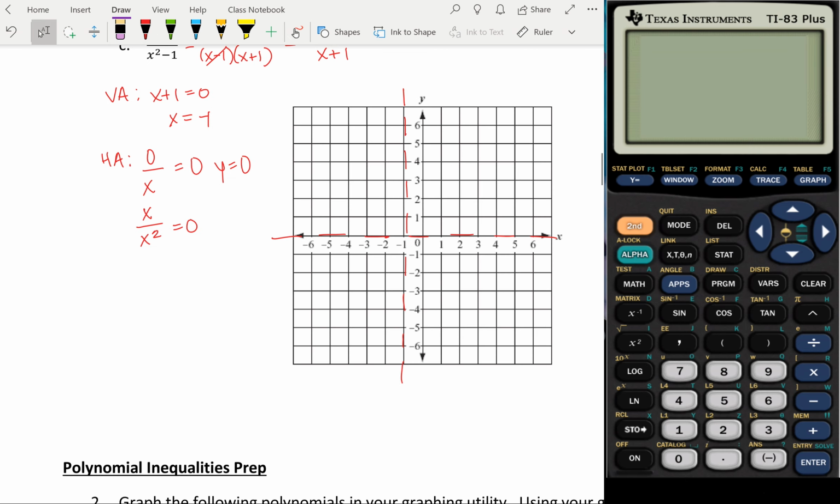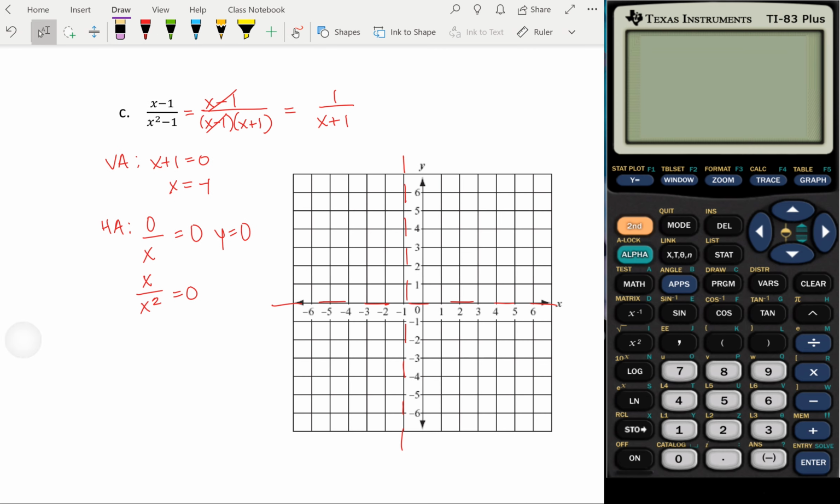Then we're also going to take, and we canceled something out, so we know we have a hole. That hole occurs at x minus 1. Solve it and I get x equals 1. But I need the other part. I need to know 1 and what other point, so I have to plug it in. So I get 1 over 1 plus 1. So that's 1 over 2. So I know I have a hole at 1, 1/2. So at 1, 1/2, I draw a circle.